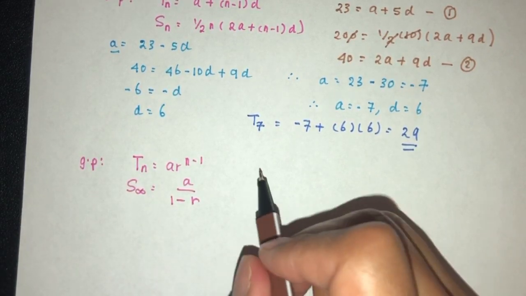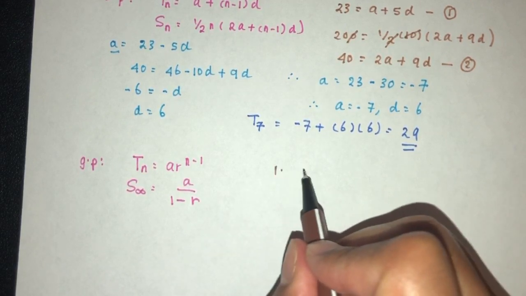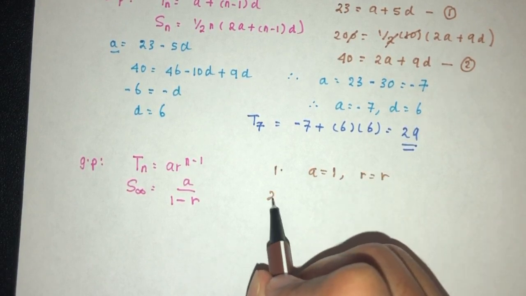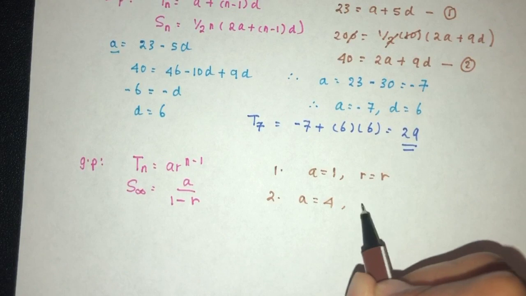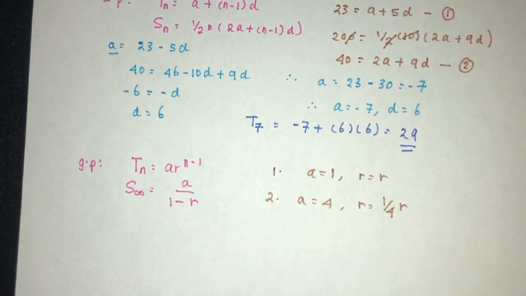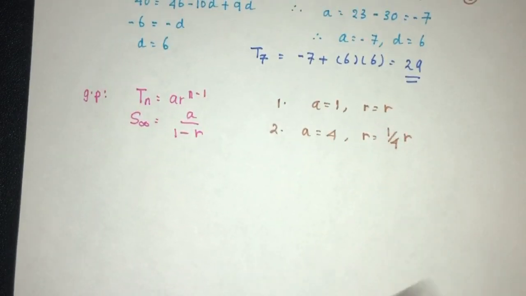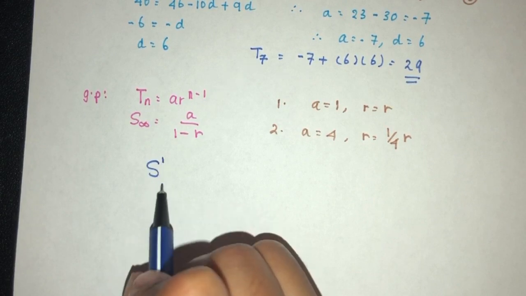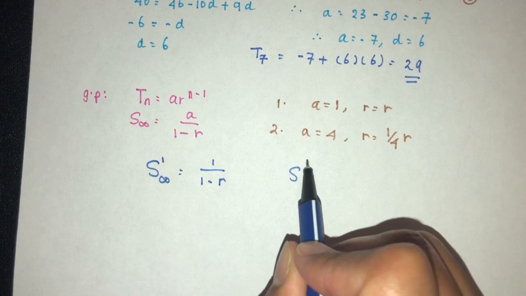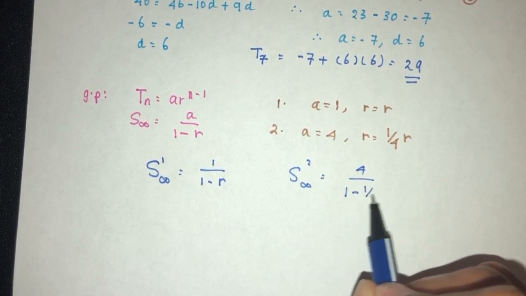Now, we have two GPs. The first one, we have the first term is 1 and common ratio is r. Second one, we have the first term is 4 and the common ratio is 1 over r. Now, the two progressions have the same sum to infinity. Find the value of r. Now, it gets pretty easy. For the first one, let's call it S1. Sum to infinity should be a over 1 minus r. For the second one, should be a over 1 minus r.